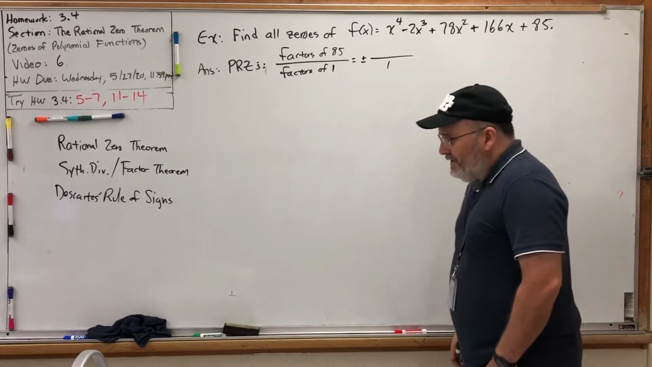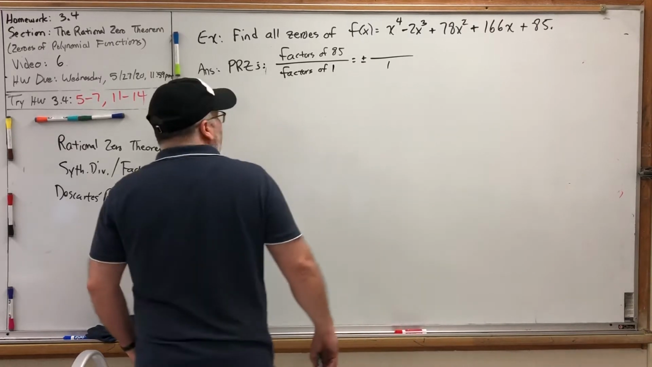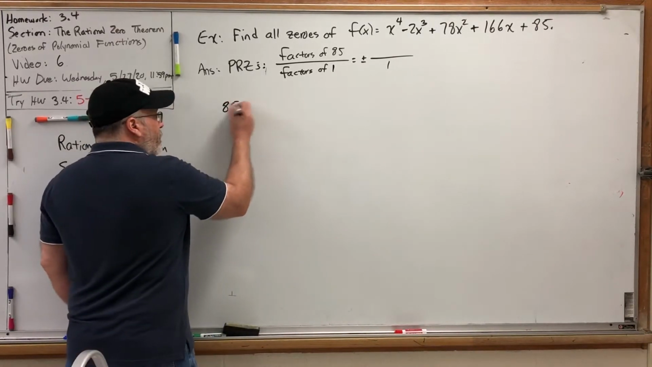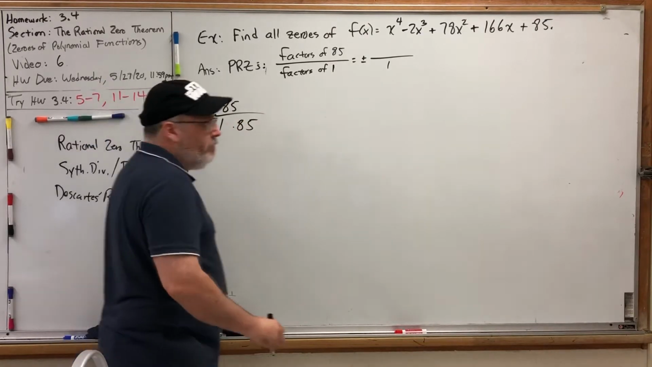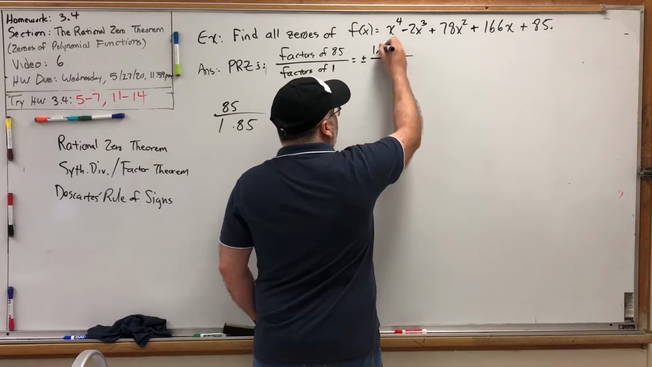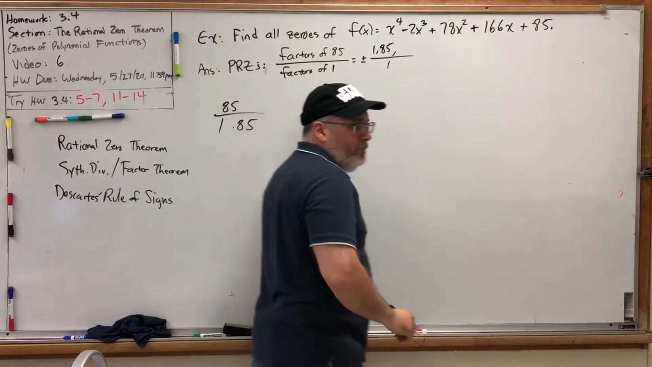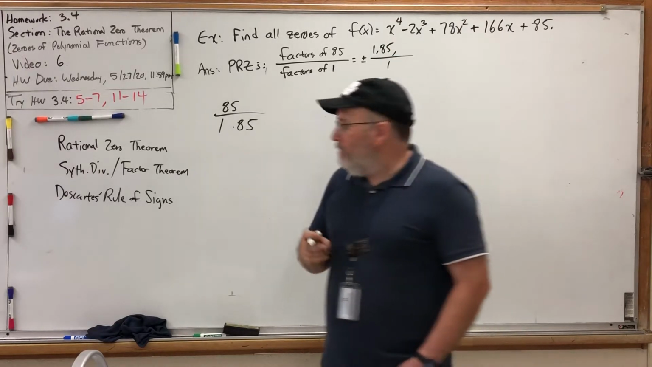Well, what are the factors of 85? Well, if you're not sure how to find the factors of 85, just start with 1, which is always a factor. 1 times 85 is 85.